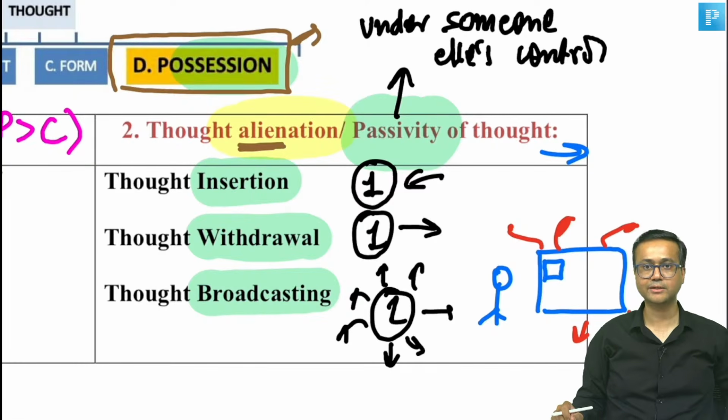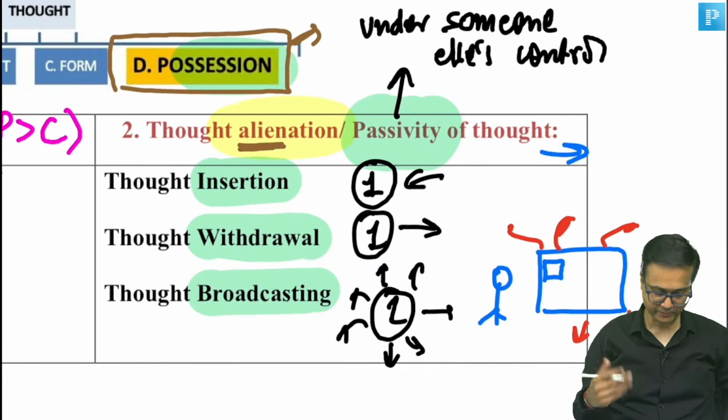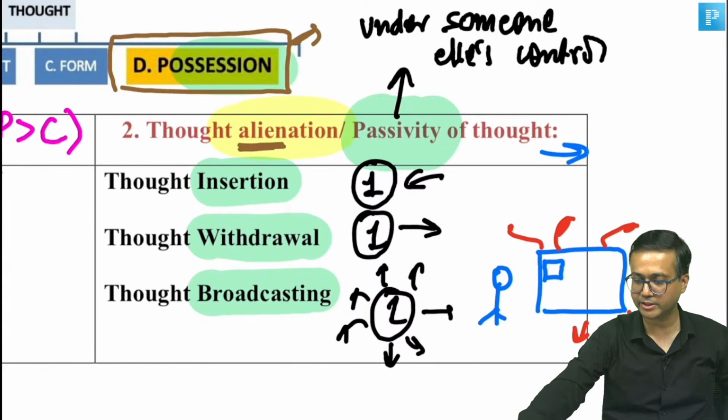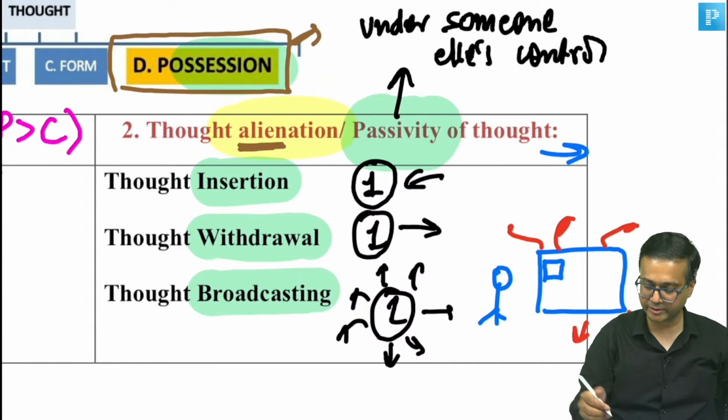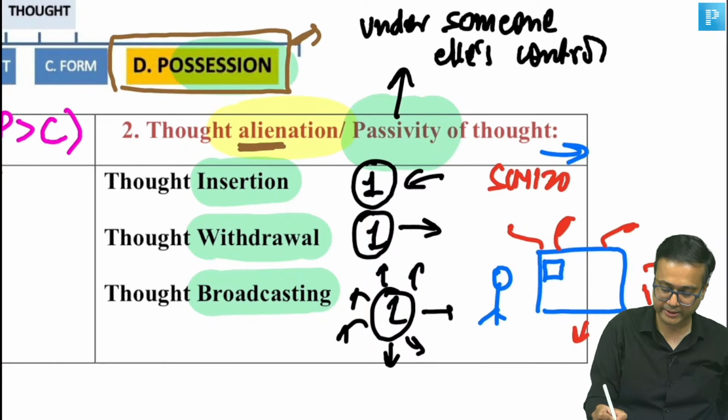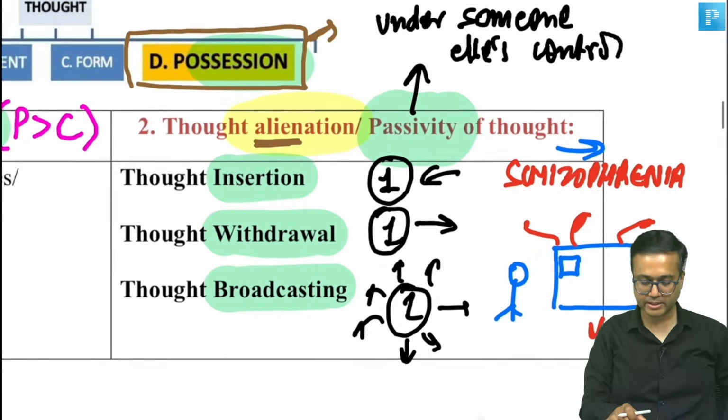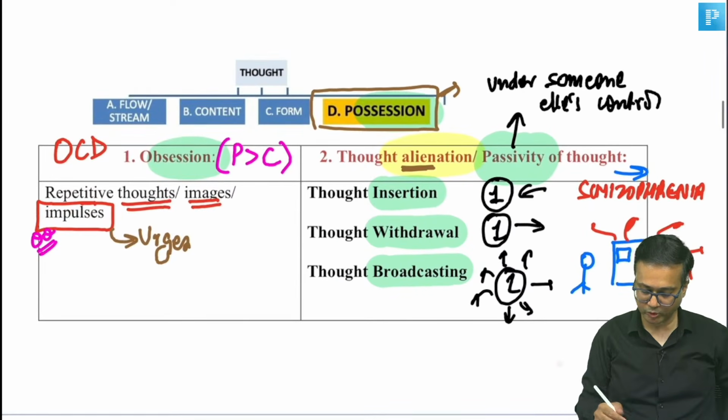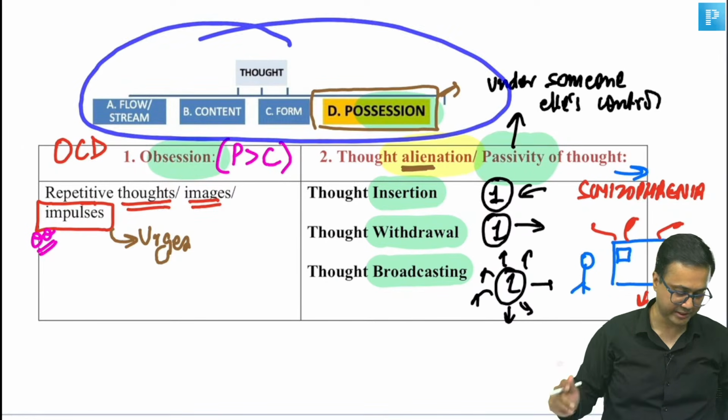Can you tell me, beta, in which condition thought alienation phenomena can be seen? It can be seen in conditions such as schizophrenia. Okay, so I hope this is clear to everyone. Beta, we have covered a very important topic, that is abnormalities of thought.